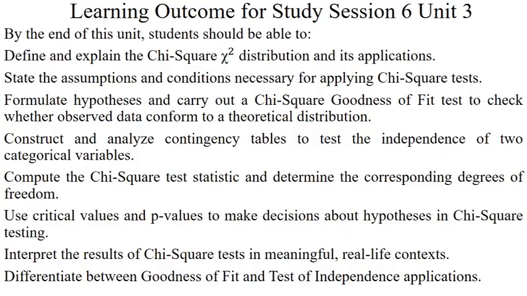Formulate hypotheses and carry out a chi-square goodness of fit test to check whether observed data conform to a theoretical distribution. Construct and analyze contingency tables to test the independence of two categorical variables. Compute the chi-square test statistic and determine the corresponding degrees of freedom. Use critical values and p-values to make decisions about hypotheses in chi-square testing. Interpret the results of chi-square tests in meaningful real-life contexts and differentiate between goodness of fit and test of independence.